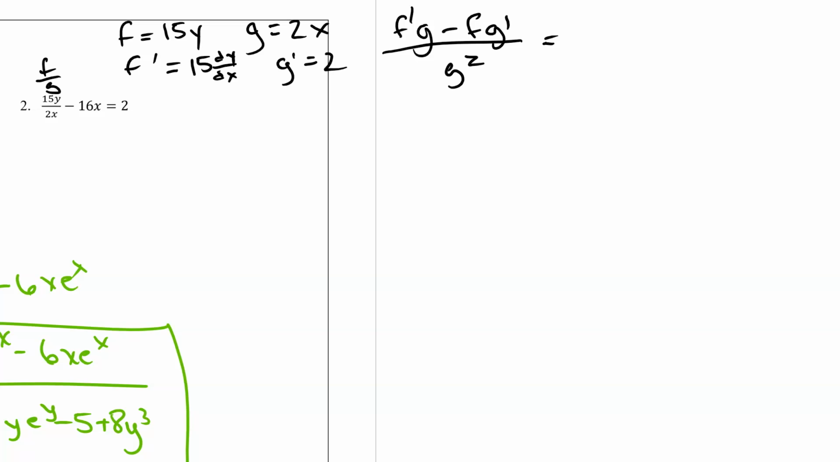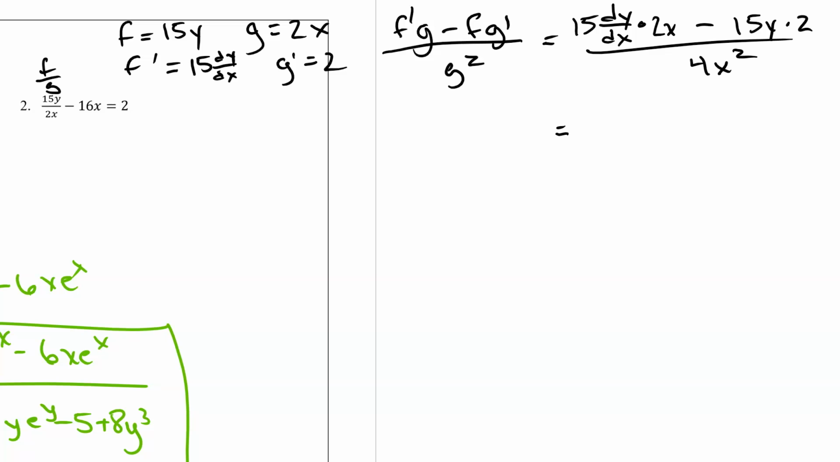We've got f prime, which is 15 dy dx, times g, 2x, minus g prime and f, so 15y times 2, divided by g of x squared, which is going to be 4x squared. Right. So if we follow this through, we've got 30x dy dx minus 30y over 4x squared. All right, so we're going to write that over here.